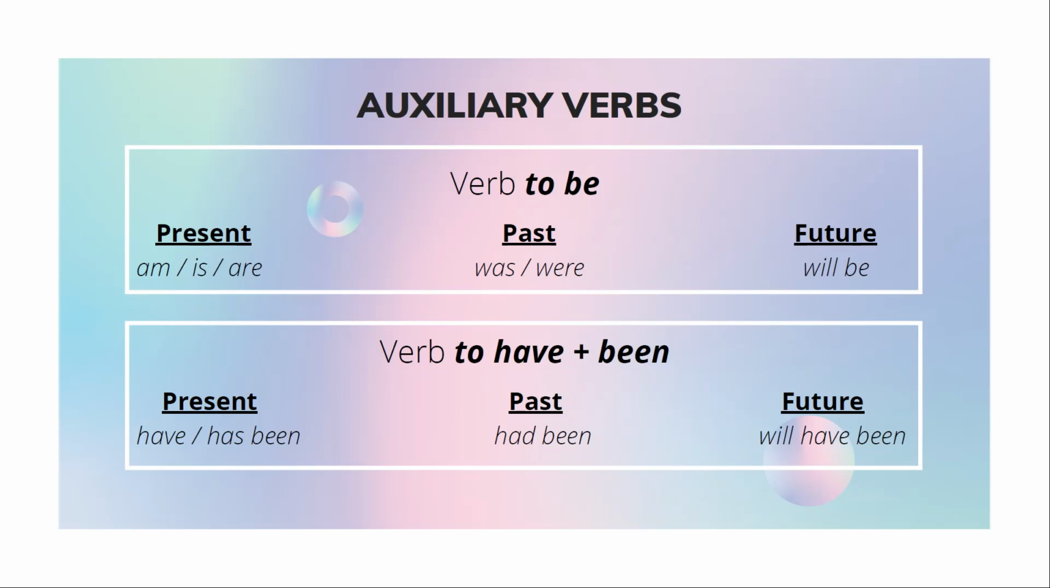The auxiliaries for the continuous tenses are the verb to be and the verb to have. And the information that they add is that of time. That is, they tell you whether you're talking about a past, a present, or a future event. And we will see more of this in detail in each one of the explanations of the tenses.